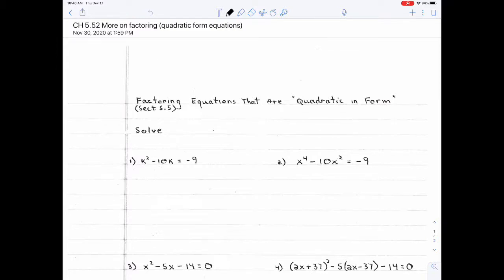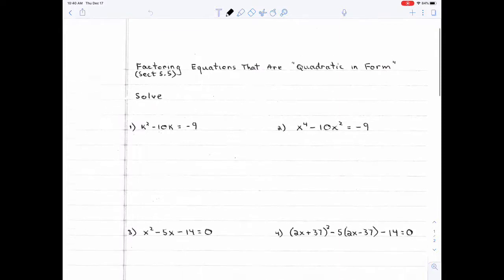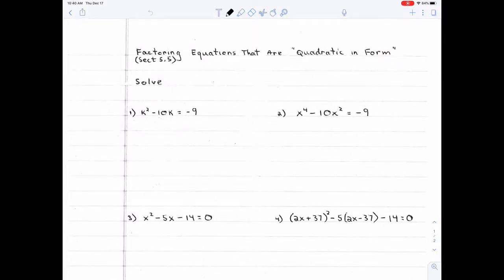Now, these are equations that are called quadratic in form. I'm not going to go into the reason why, but let me just show you what to do. Basically we're going to solve these. So again, what do you do to solve? Set it equal to 0, factor, set each factor equal to 0. Here it's not 0 yet, so we've got k squared minus 10k plus 9 equals 0. And then we factor this into k minus 9 and k minus 1.